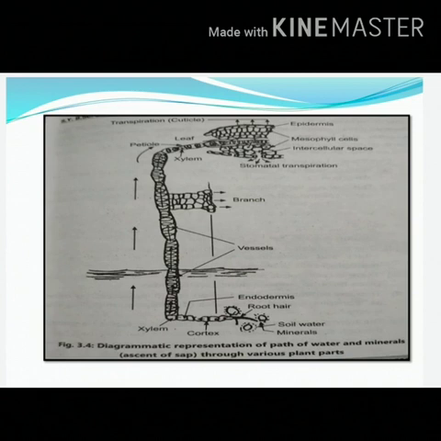Now look at the diagrammatic representation of path of water and minerals. Starting from bottom, where soil, water and mineral, that is sap, is present in contact with root hairs. So these root hairs absorb this sap and pass this into the epidermal cells. From epidermal cells it passes through the cortex region, which is the inner region of root. From this cortex region it passes to the innermost region of cortex, that is called the endodermis, and from this endodermis it comes into the xylem.